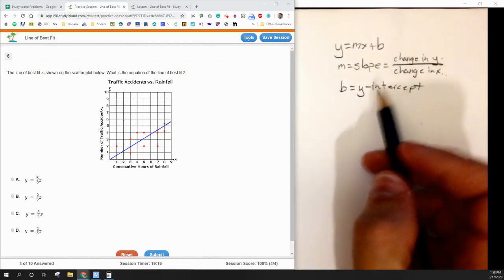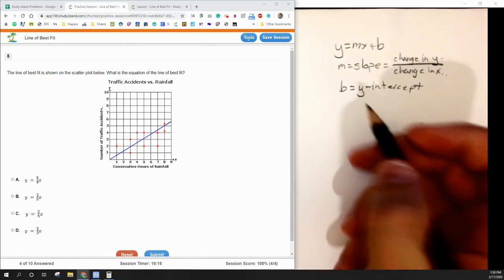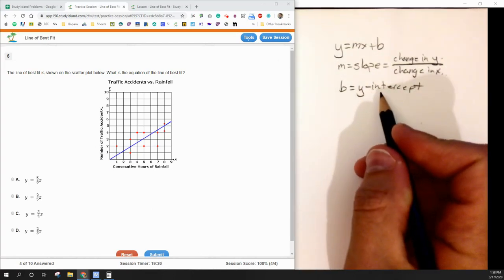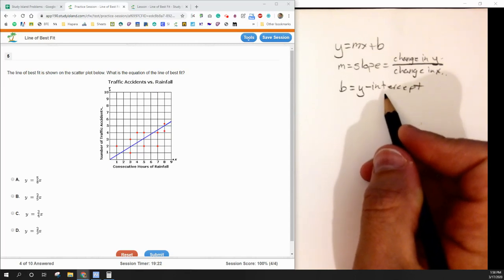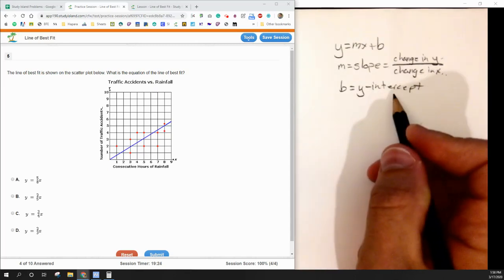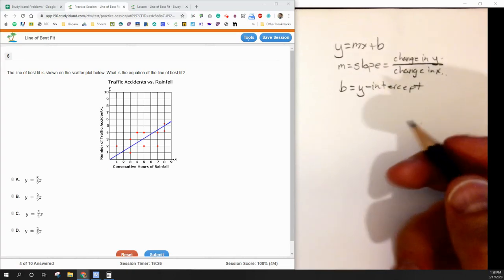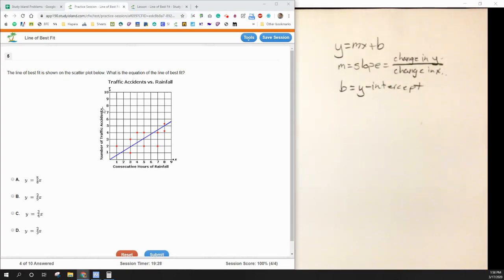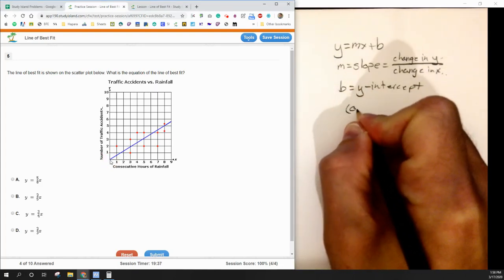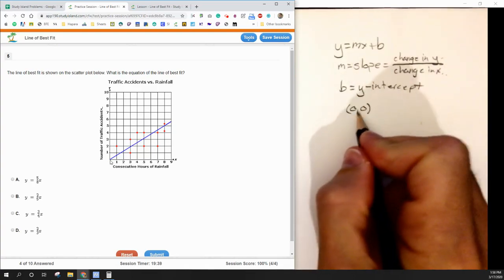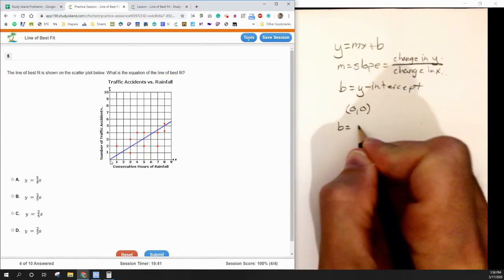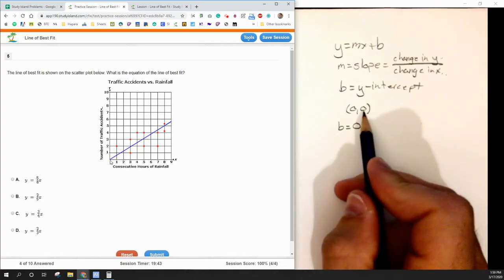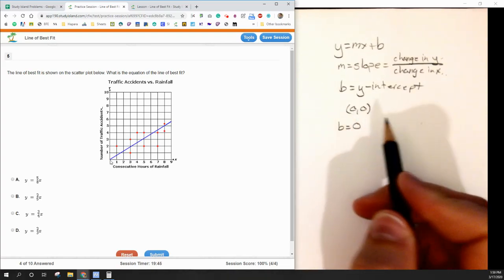Y-intercept is usually the easiest thing to identify, so let's start with that. The y-intercept is where the line crosses the y-axis. At what y value does the line cross the y-axis? If we follow our line of best fit back to the y-axis, we see it crosses at 0, 0, the origin of this graph. If our line goes through 0, 0, then the y-intercept is 0. It's the y-coordinate when x is 0.